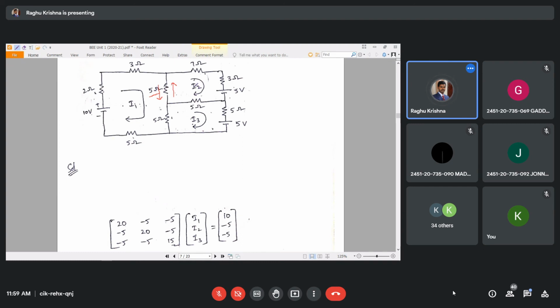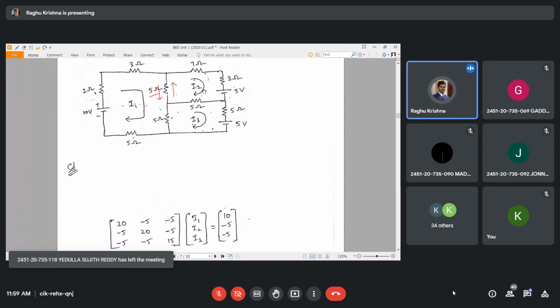So first, if you see these diagonal elements, the diagonal elements are the total resistance in the loop, the sum of resistor values in the loop.